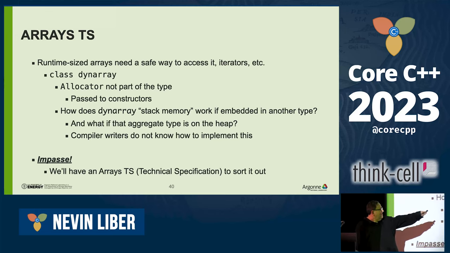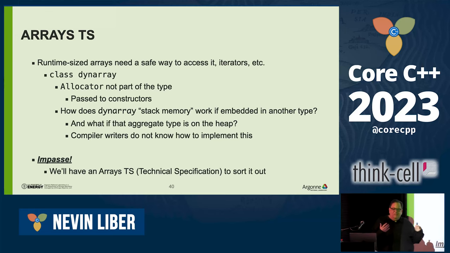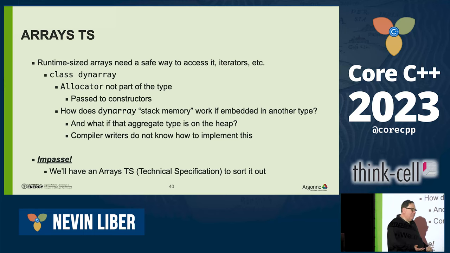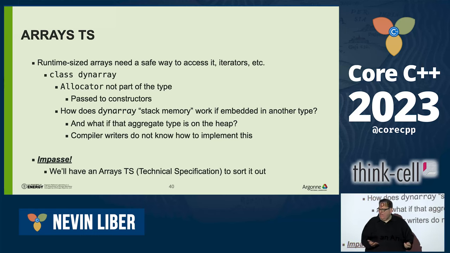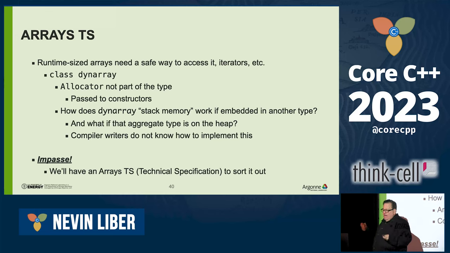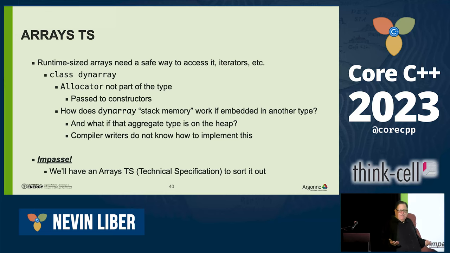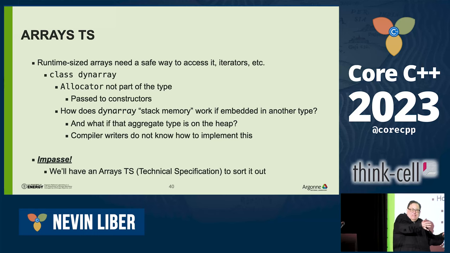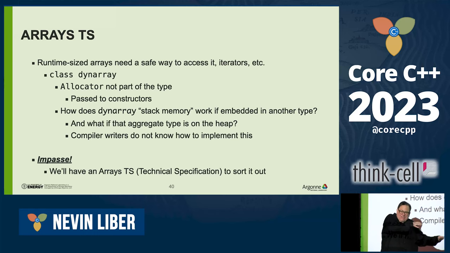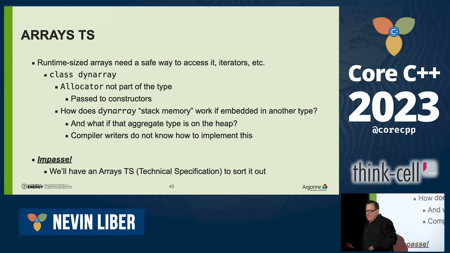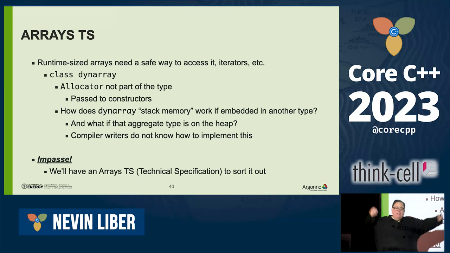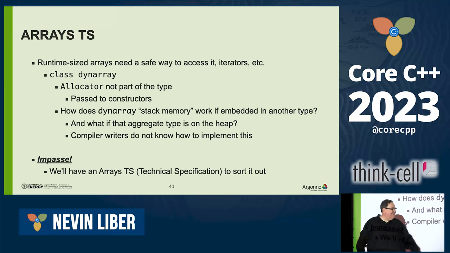And so what happened was the people on the committee, especially compiler vendors, got stuck. They go like, how does this work if it's embedded in another type? And if the whole aggregate type is on the heap, how do you put part of your data on the stack and part on the heap? How does that all work? They didn't know how to solve it. So what does the committee do? Hey, let's put it in the document and we'll figure it out later.